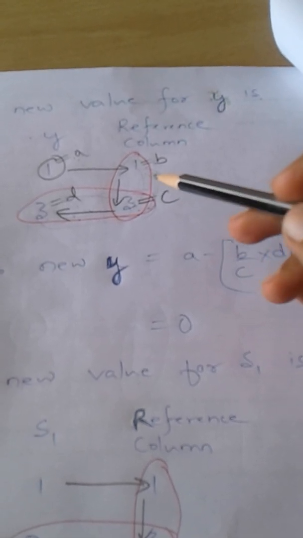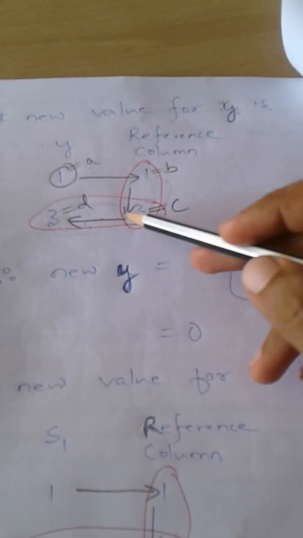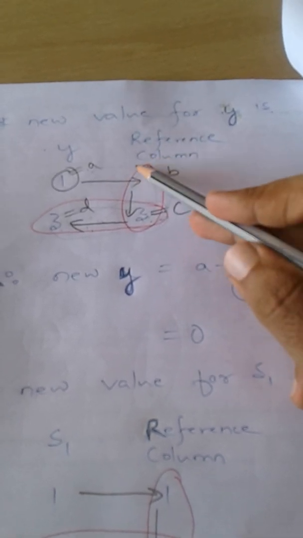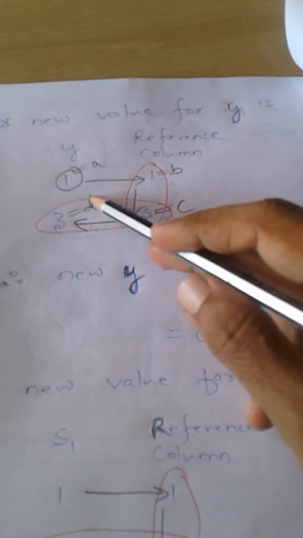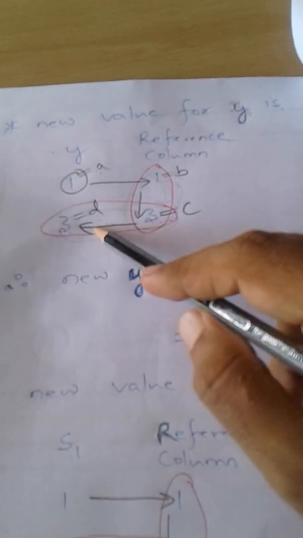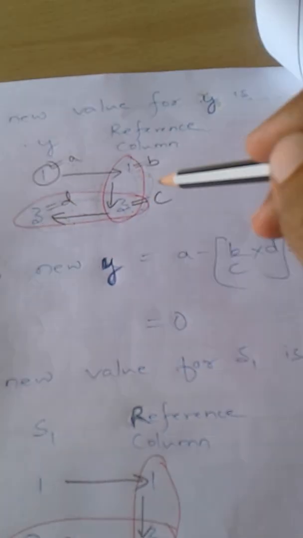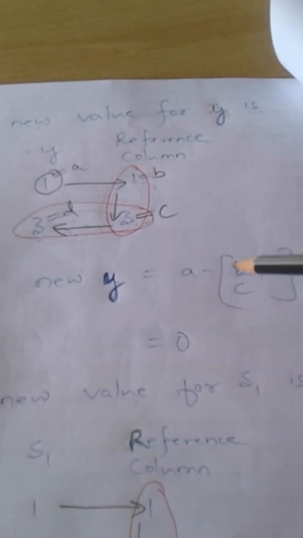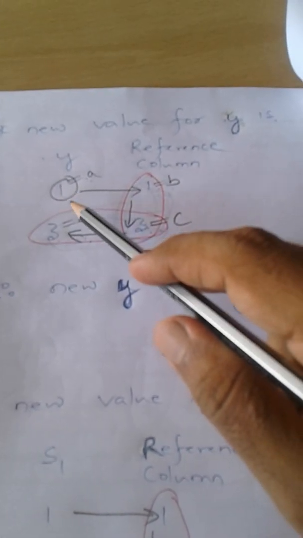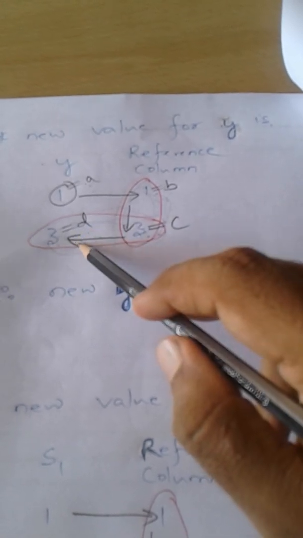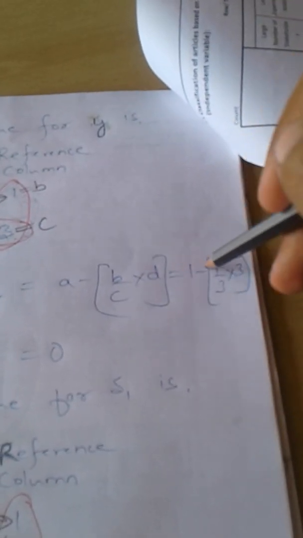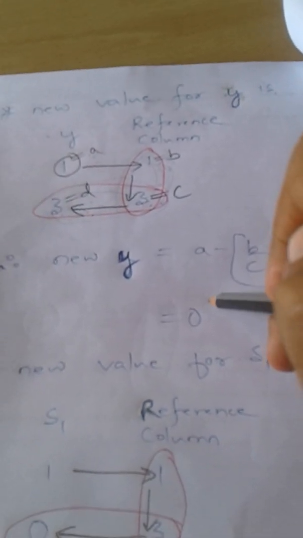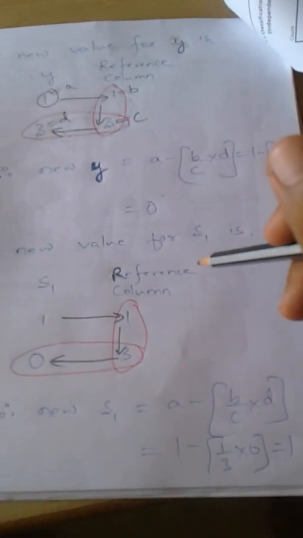So how we are going to consider this as B, C and D is that all the values considered in the circle are taken as B, C and D. Okay, so that is how we are going to consider B, C and D. So the substitution will be 1 minus 1 divided by 3 into 3, which is equal to 0.